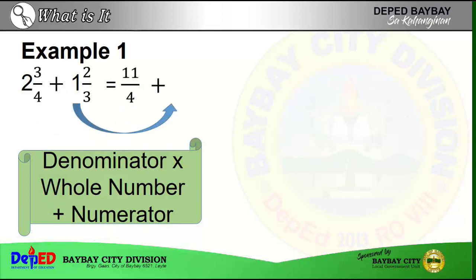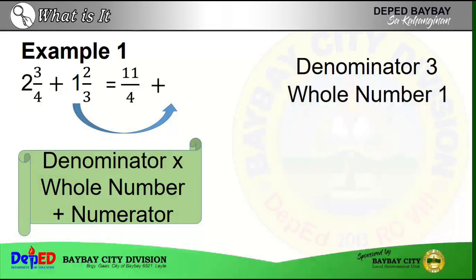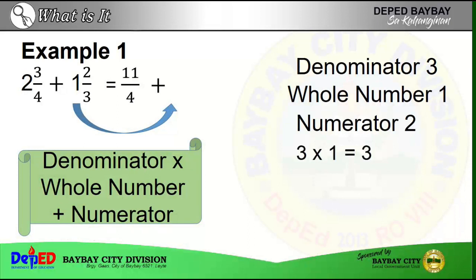Plus, for 1 and 2/3, our denominator is 3, whole number is 1, numerator is 2. So, 3 times the whole number 1 is equal to 3. Then 3 plus our numerator 2 is equal to 5. Then it will become 5 over our denominator 3. Take note that the denominator will be retained.